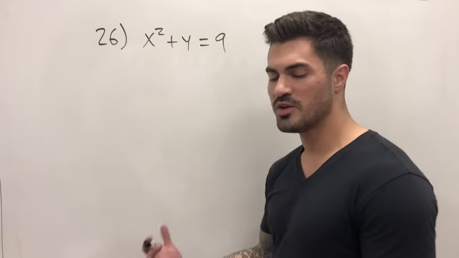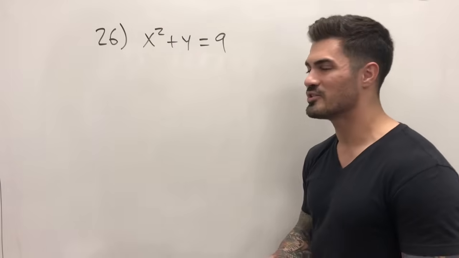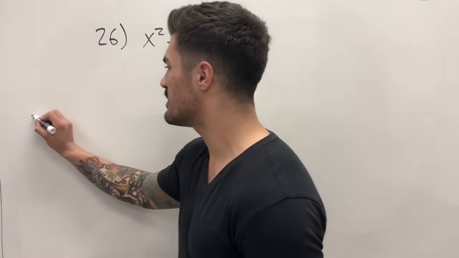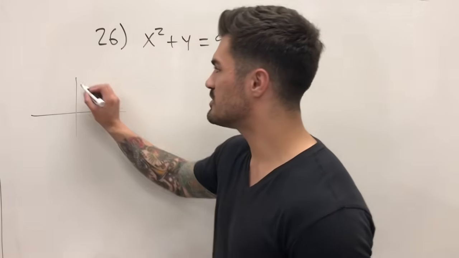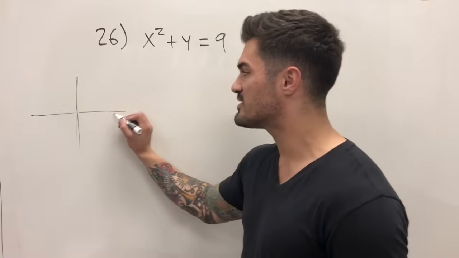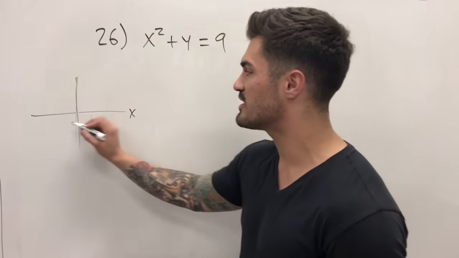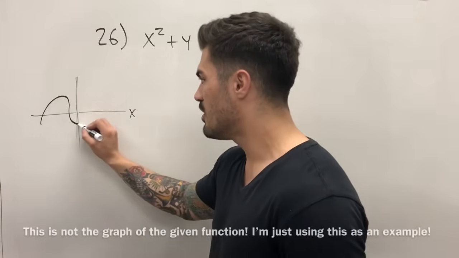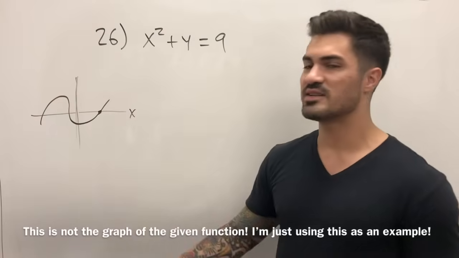All right, so we're given this equation and asked to find the x and y intercepts. So again, the x-intercept is when the function intersects with the x-axis. So this is the x-axis. Whatever this function is doing, whenever it intersects with the x-axis, that is an x-intercept.